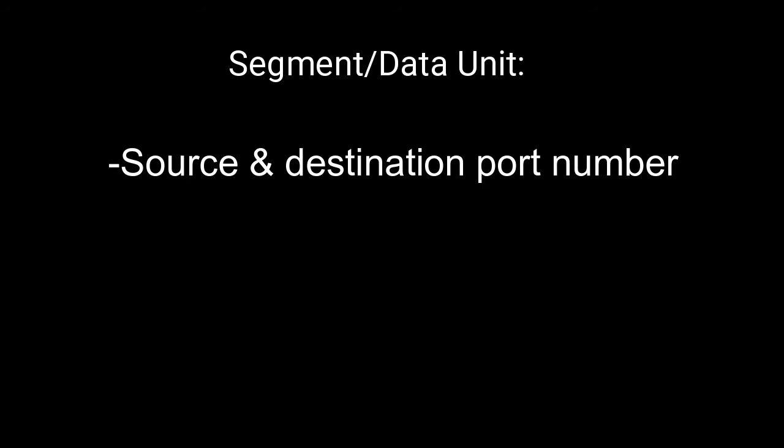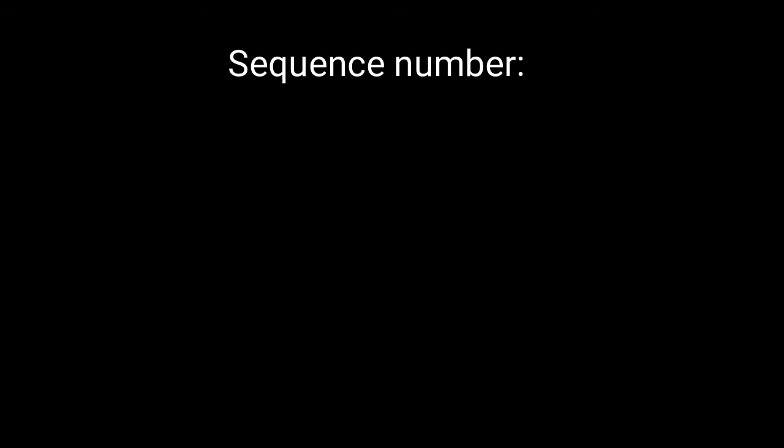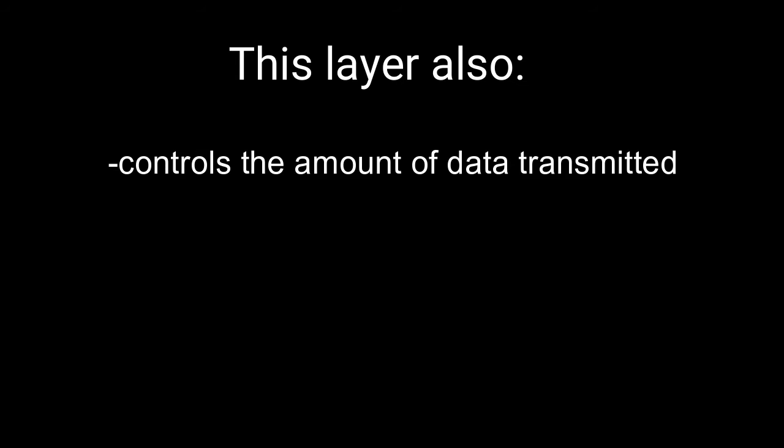Layer 4, transport layer. It receives data from Layer 5 and segments it. Each segment or data unit has a source and destination port number as well as a sequence number. The port number ensures that the segment reaches the correct application. The sequence number ensures that the segment arrives in the correct order. This layer also controls the amount of data transmitted.